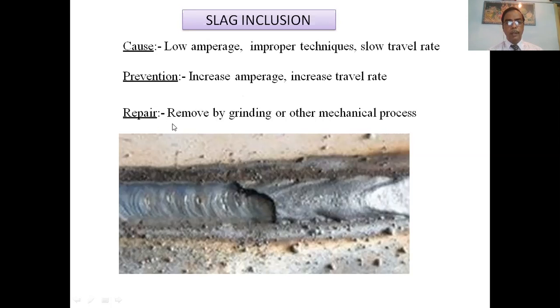How to repair? Remove by grinding or other mechanical process, and also maybe by gouging, carbon electrode gouging. So it will remove the slag and then fill up with normal welding. In this welding, the slag is included, so it is a difference.